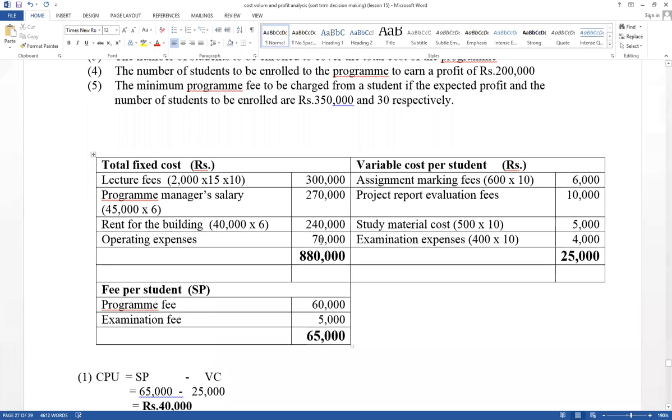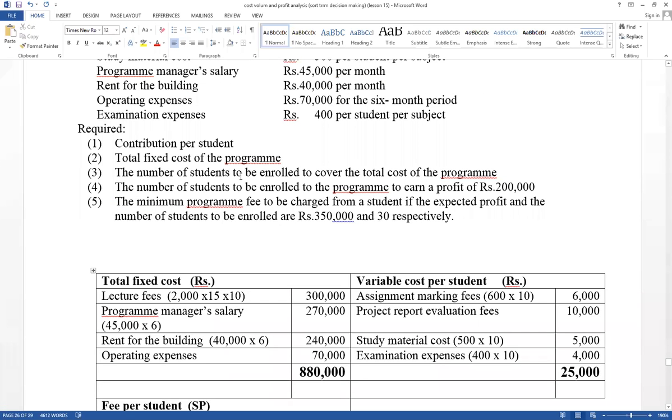Then think about the third requirement. The number of students to be enrolled to cover the total cost of the program. To cover the total cost, that is the break-even point quantity. They ask for the number of students, the quantity. Break-even point quantity equals total fixed cost divided by contribution per unit.